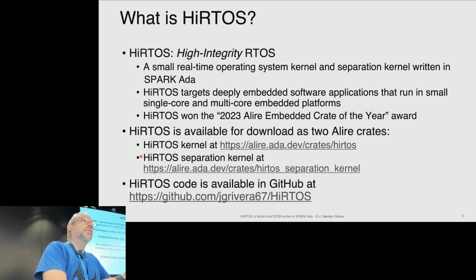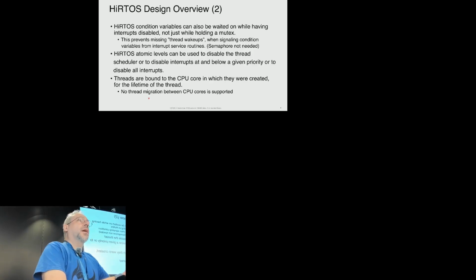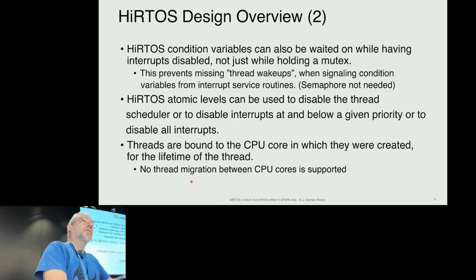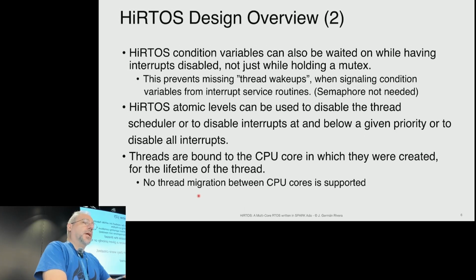Mutexes support two forms of preventing unbounded priority inversion. One is priority inheritance, and the other is priority ceiling. When you create a mutex, you decide which protocol you want. Condition variables can be waited on with interrupts disabled, and that makes it possible to signal them from interrupt handlers. Otherwise, if you signal a condition variable from an interrupt handler and the waking thread doesn't have interrupts disabled, the signal may get lost. That is also necessary in order to avoid having semaphores.